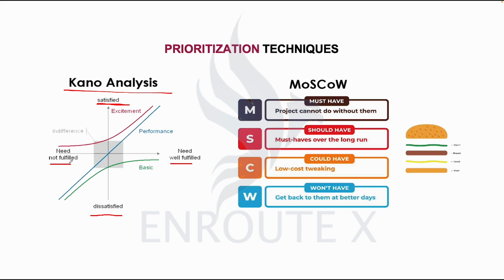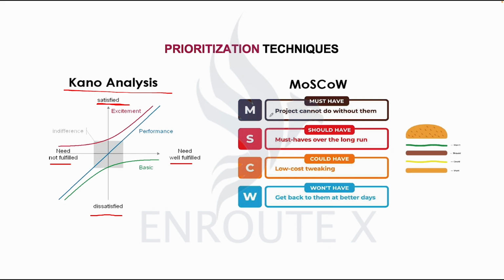And the last one we'll look at is MoSCoW. MoSCoW is another common technique used in Agile. MoSCoW stands for must have, should have, could have, and won't have. Which features must we have for this product? Which feature should we have for this product? Which feature could we have for this product? And which feature won't we have for this product?